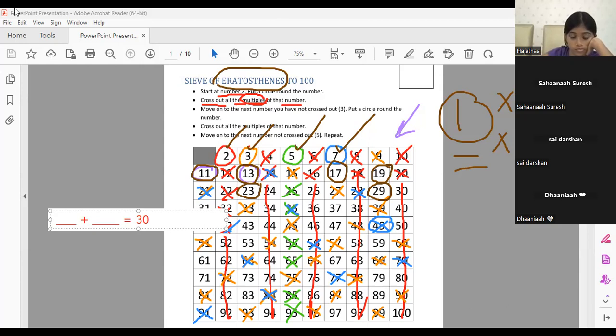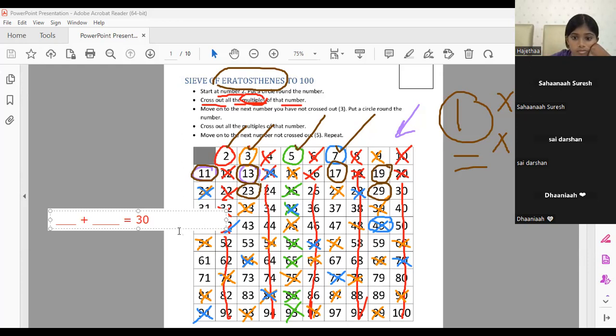Okay, 25 plus 5. Good. Who said that? 25 plus 5 is 30, but 25 is not a prime number. 25 is not a prime. All the numbers that you crossed out are composite numbers. Look at the ones that have been circled. That's the number you got to choose. Sai Darshan, correct. Danya, correct. Aloysius, correct. Sahana, try again. Durgesh, I don't see your answer.